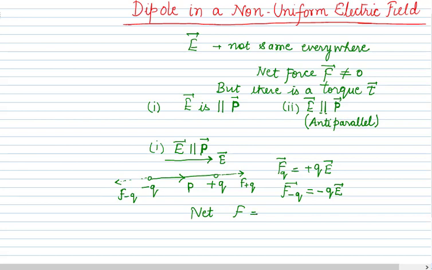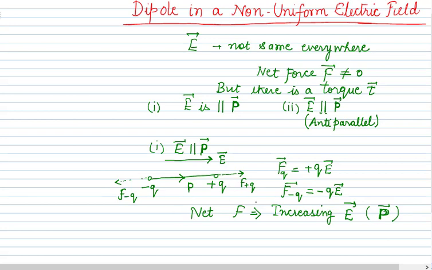So the net force will be acting along the plus QE, as you can see, and in this direction the electric field is increasing. So the net force will be in the direction of increasing electric field. So this is plus QE and minus QE. Wherever the electric field is increasing, the electric field is large, the net force will be acting in the same direction where our electric field is increasing. So what we conclude is that when E and P are in the same direction, they are parallel, then the net force is acting in the direction of increasing electric field. Right?